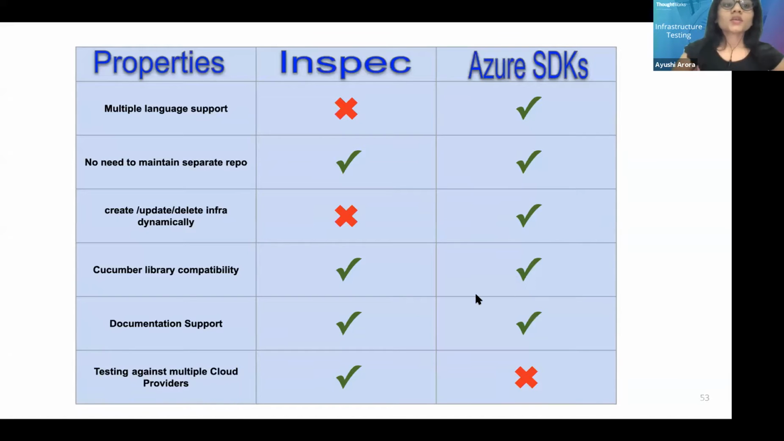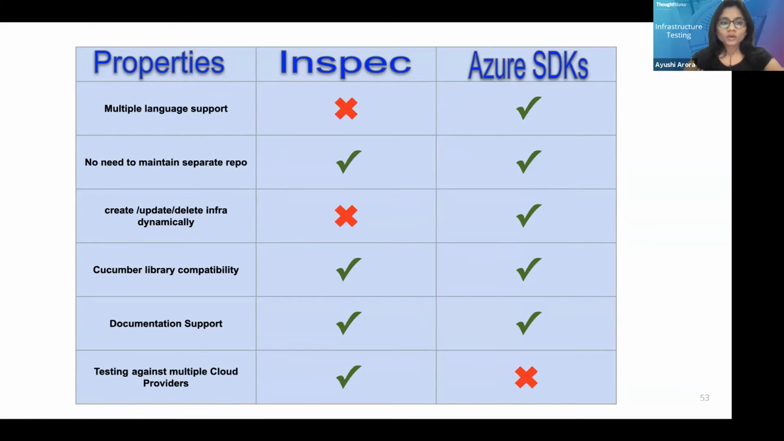So I hope we have gotten an idea of when to use what. I'll just start with the properties. The first one is the multiple language support. As we have seen, Inspec doesn't provide that support, but with Azure SDKs, we are not dependent on the language we're going to use. We can use the language with our comfort level, whether it's Java or Python, whatever you want to use as per your project need.